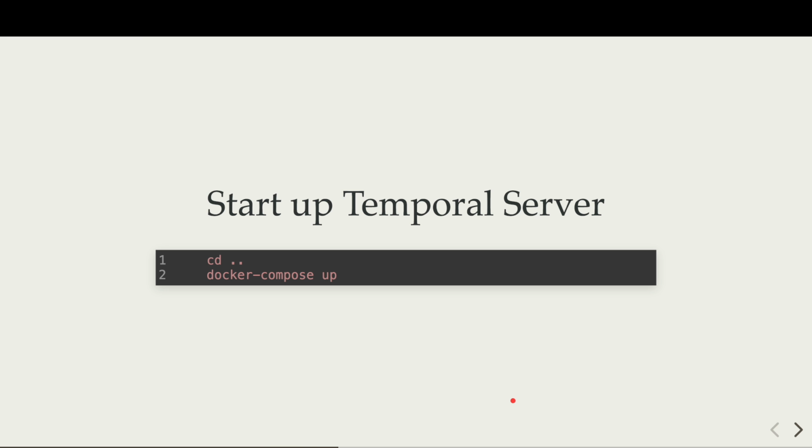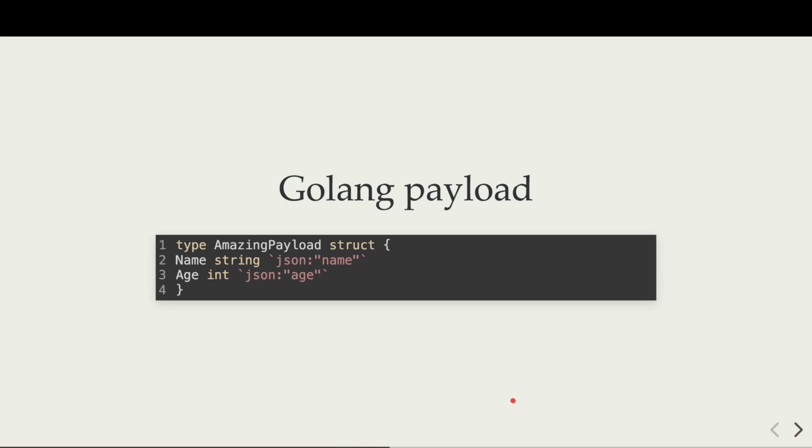To start up the Temporal server, as you can see, we have a Docker file. You just need to docker compose up. And then for the Golang side, most importantly, when you interact with Temporal or serve the task, you have to pass in some parameters. The recommendation is to wrap them up in one object. You can define it here, for example, my amazing payload, and then the name and age.